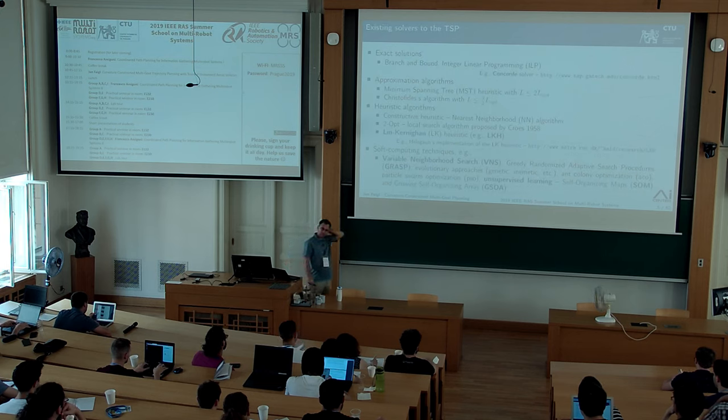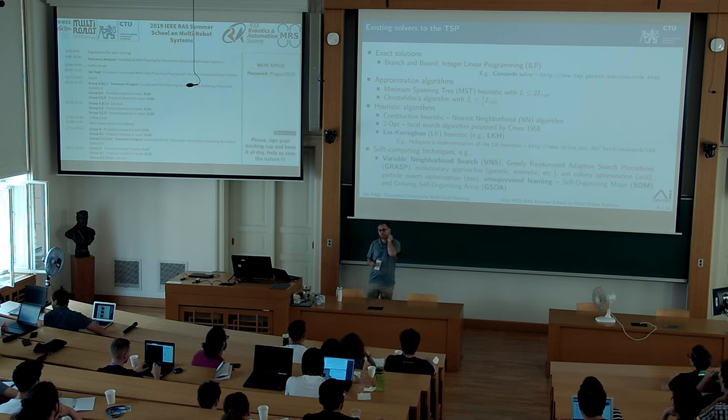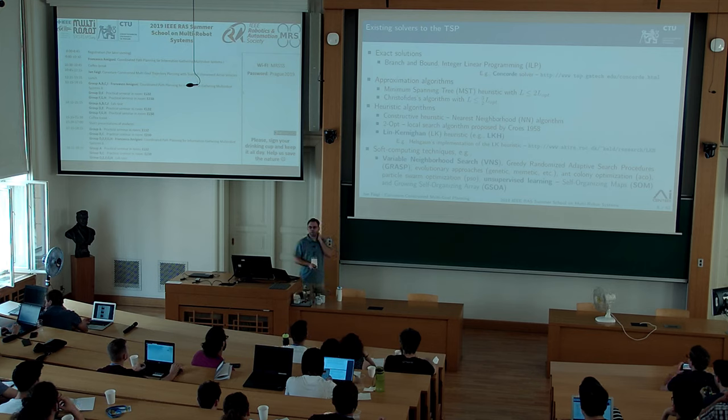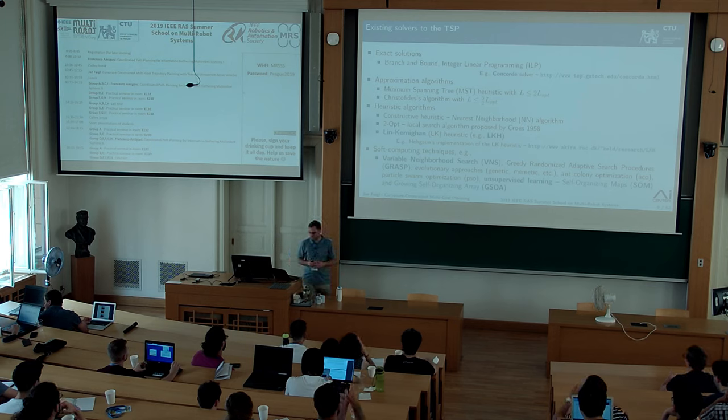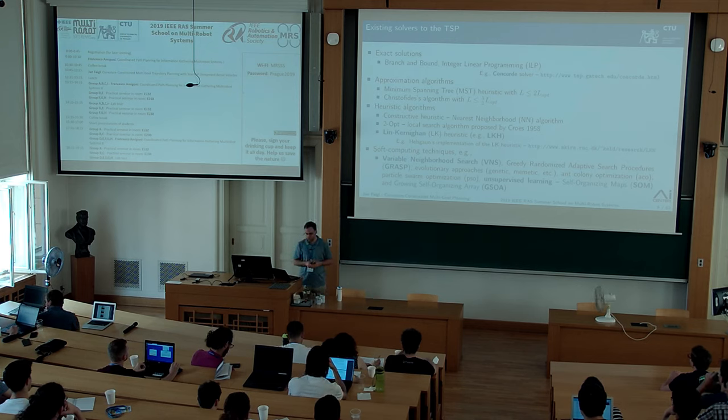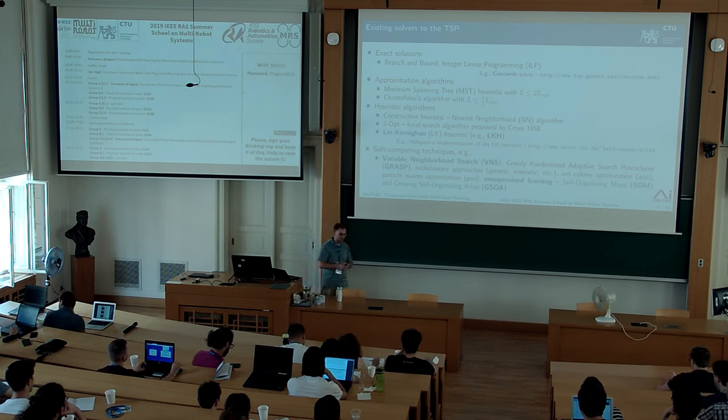There are a bunch of existing solutions for this, let's say, purely combinatorial problem. Definitely, there are exact solutions, which are usually based on integer linear programming or branch and bound, which is some sort of combination. There are also a couple of approximation algorithms for these basic variants of the TSP. And you should be aware that there is the minimum spanning tree based approach, which has been mentioned this morning. And the Christofides algorithm has a little bit better approximation factor. But there are a bunch of heuristic algorithms.